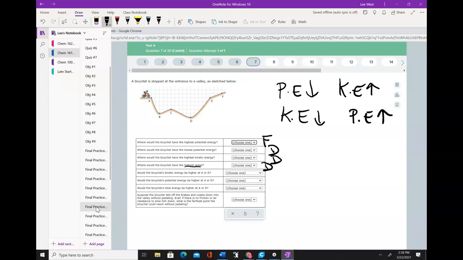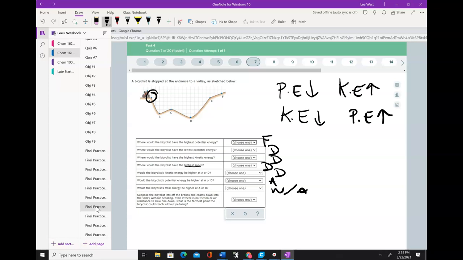And then it says, would the cyclist's kinetic energy be higher at A or D? Well, they have 0 kinetic energy at A, so it has to be higher at D. Would the cyclist's potential energy be higher at A or D? Well, they're a lot lower at D than they are at A, so it would be highest at A. And would the cyclist's total energy be higher at A or D? The energy doesn't change. It just gets turned into kinetic energy from potential energy. So the answer to that is not applicable, or whatever the option is.